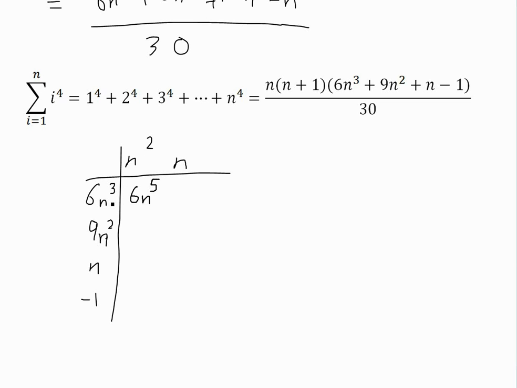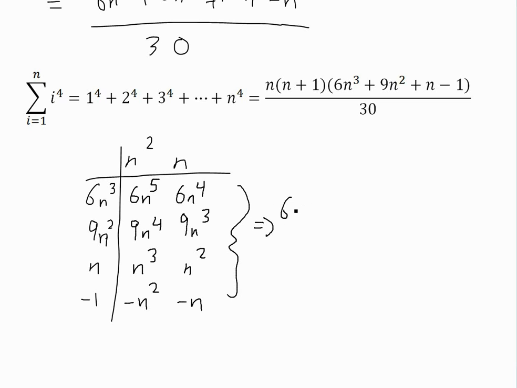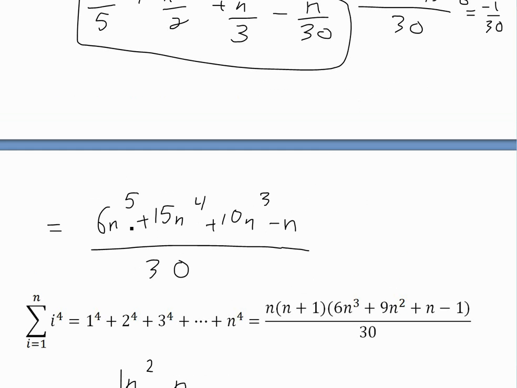6n^5, n squared times n cubed, n cubed times n, this is going to be 6n^5, and now this part right here, 9n^4, and then 9n^2, 9n^3, and then right here we'll have just n cubed, and then n squared, and then this part's negative n squared, and then negative n. Add these all up, we will get basically 6n^5, and now to add up the diagonals, 15n^4. As you can see, these are similar to what we have right here. This is the exact same thing.